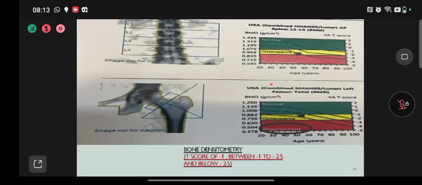Then coming to bone densitometry, a T score from 0 to -1 is normal, between -1 and -2.5 it is osteopenia, and if it is below -2.5, then it is known as osteoporosis.